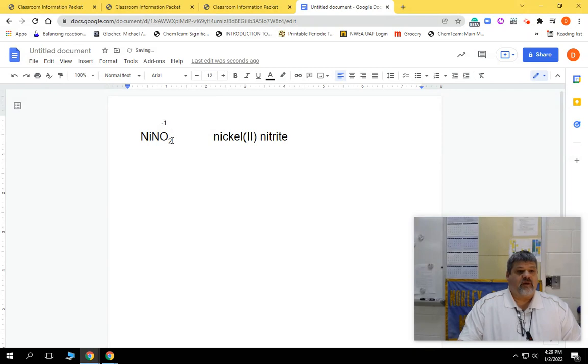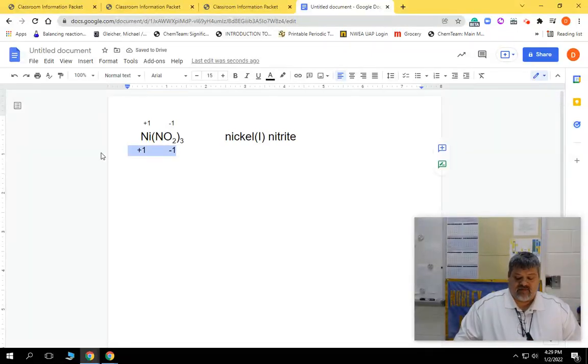And so a -1 times my 1 of them that I have means that I have a -1 overall, which means my charge for this is going to be equal but opposite, which is going to be a +1. I'm going to divide it by the number of nickels I have, which is 1, so it's a +1 back up there. And so this will just be nickel 1 nitrite. Now let's say I had 3 nitrites.